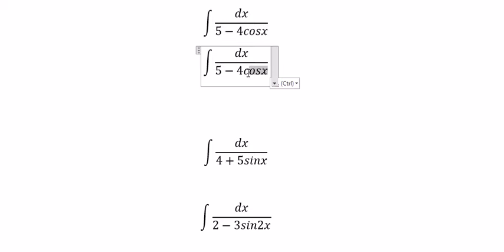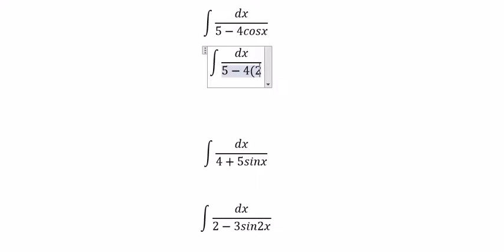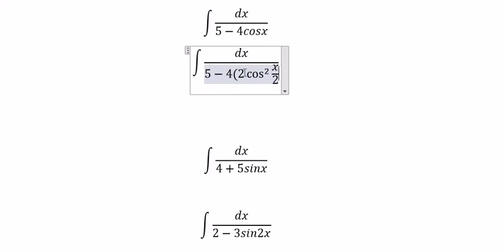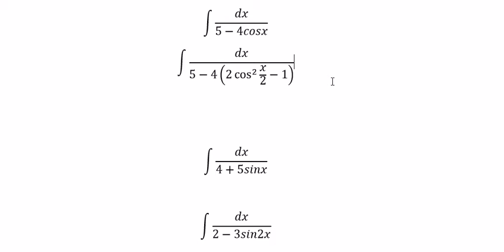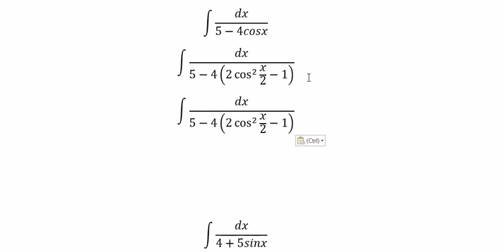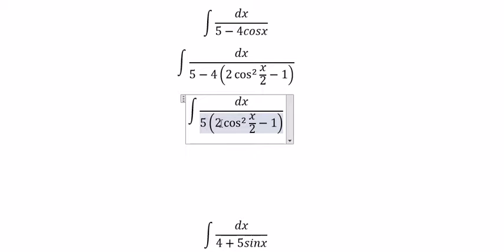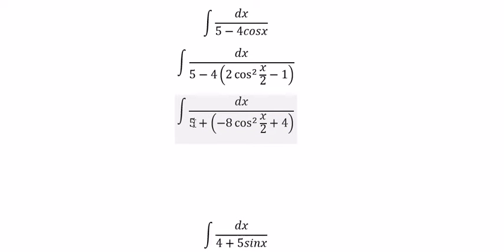About cosine x, we can change it to 2 cosine x over 2 square minus 1. Negative number 4 multiplied with number 2 and negative number 1. Five plus 4, you got about 9.